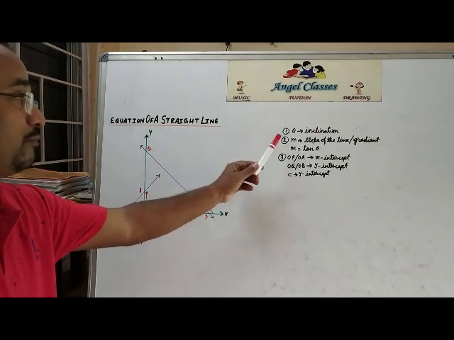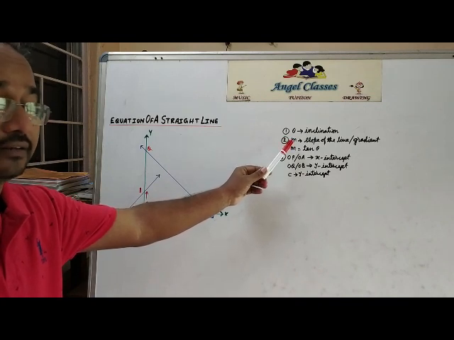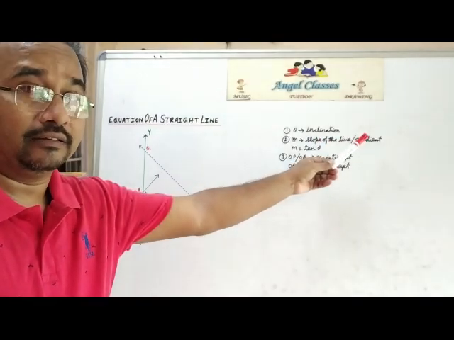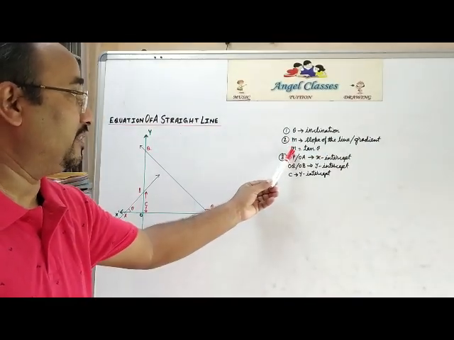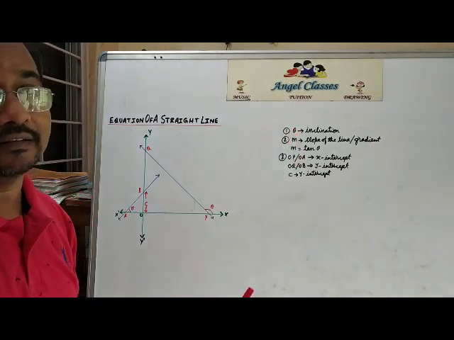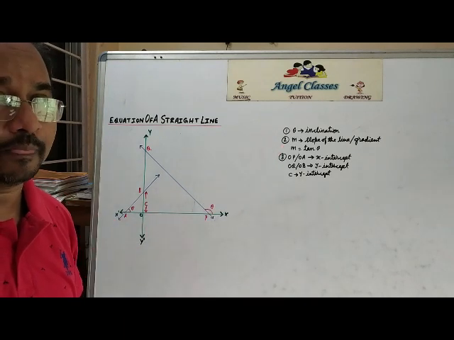Then next I come to a term which is m, standing for the slope of the line. This slope of the line is also called the gradient, and we get the value of this m by finding tan of this angle. So tan of these angles will give us the slope of the line.